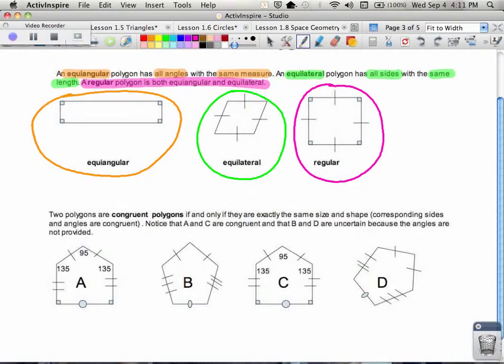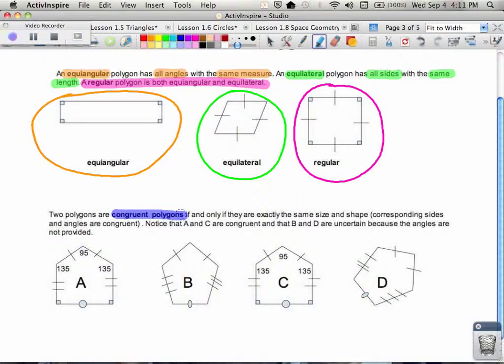When you're trying to work with congruent polygons, especially when they're not triangles, you have to know that there are certain things that are very important. So in order to be a congruent polygon, as you see down below, that's only going to happen if they're exactly the same size and shape, meaning that they have the same angle measurements and they also have the same side measurements.